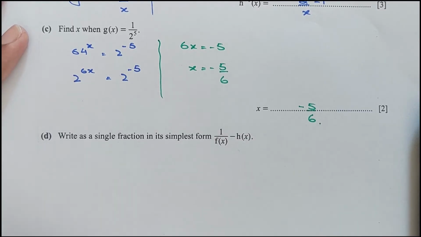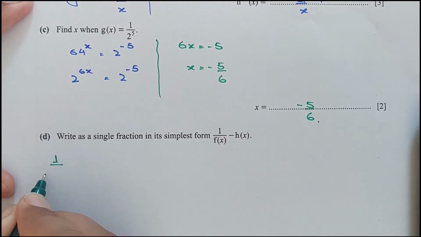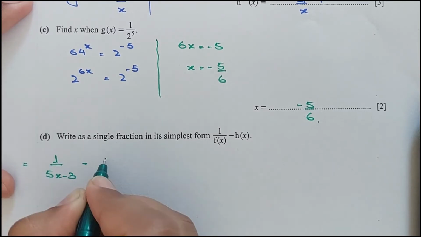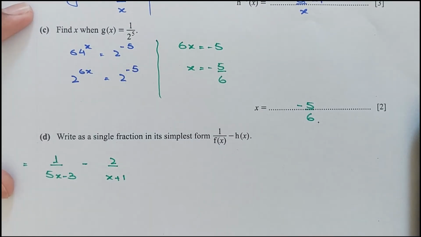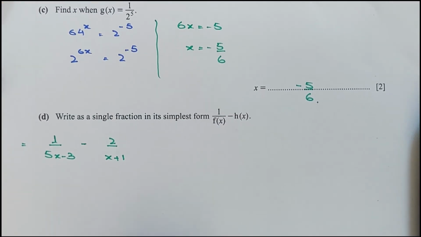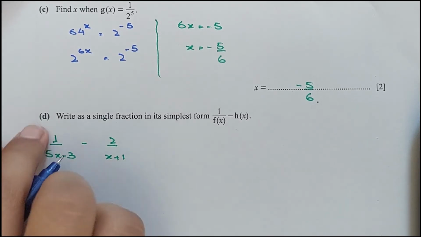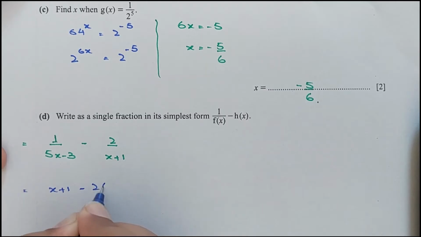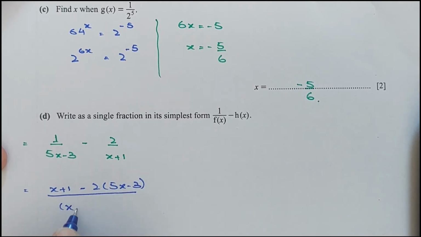Part D, write as a single fraction in its simplest form 1 over f of x minus h of x. 1 over f of x is 5x minus 3, minus h of x is 2 over x plus 1. Take an LCM, do the cross multiplication and find the answer as a single fraction. So x plus 1 is multiplying with 1, minus 2 is multiplying with 5x minus 3, and the denominator is the same.